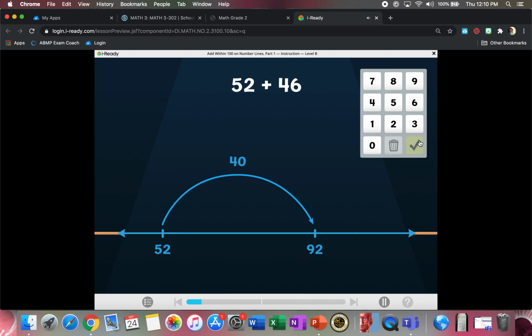Nailed it! You already added the tens. Now add the ones. There are 6 ones in 46. What is 92 plus 6?